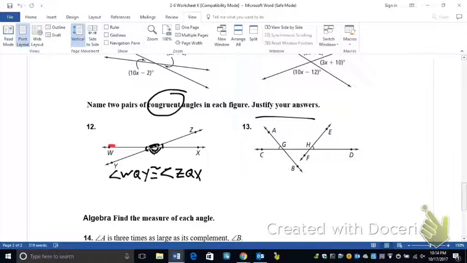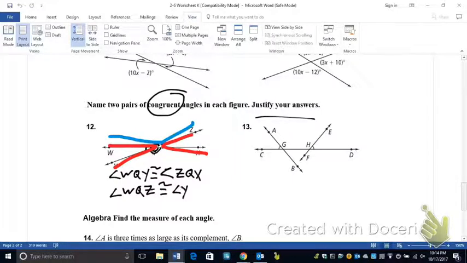Just so you guys know, those are these angles right here. And then we also have angle WQZ, that's this angle right here, is congruent to angle YQX. And that's this angle right here. So those are the 2 different sets. Those are the only 2 congruent angle pairs.